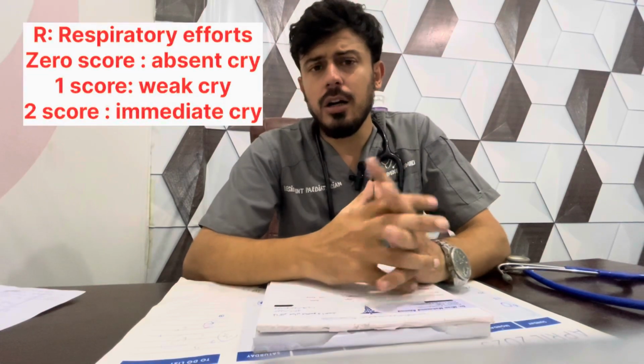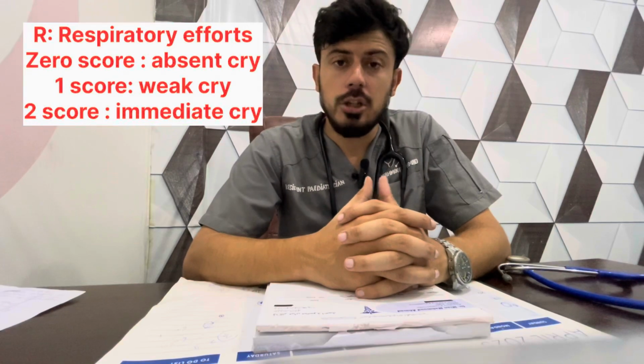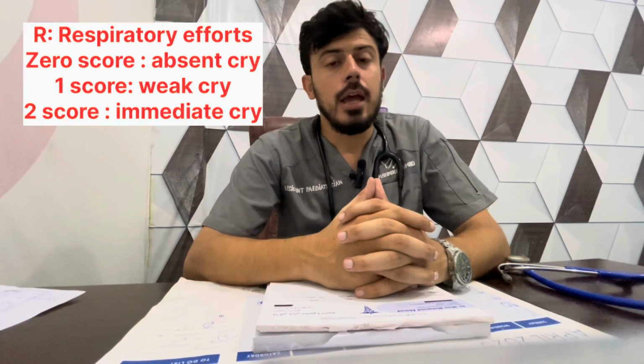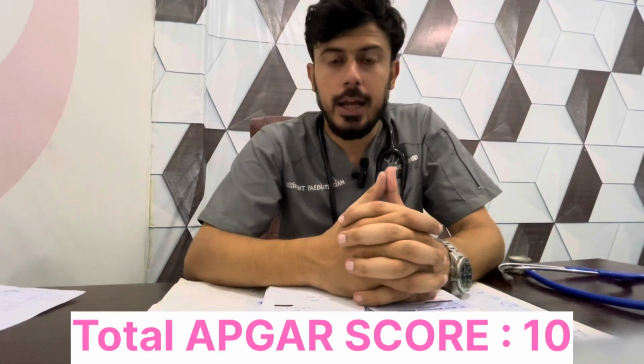Now in the respiratory efforts, if there is a strong immediate cry after the birth of the baby, you will consider the APGAR score as 2. If after birth there is a weak or feeble cry, or labored breathing, you will consider the APGAR score as 1. But if there is no cry at all after birth, the APGAR score is considered 0. So the total APGAR score is 10.